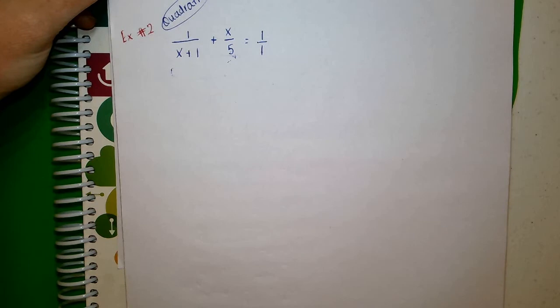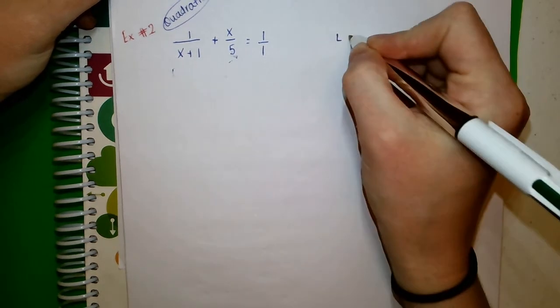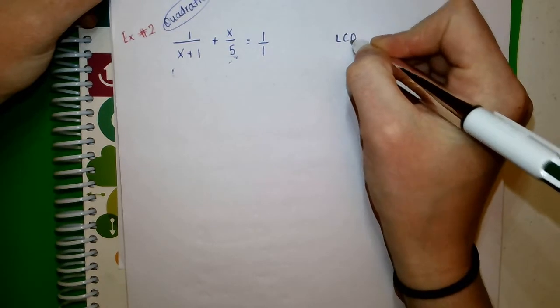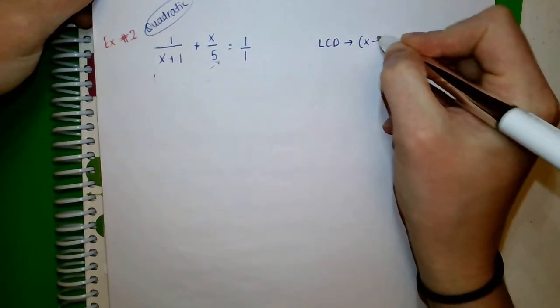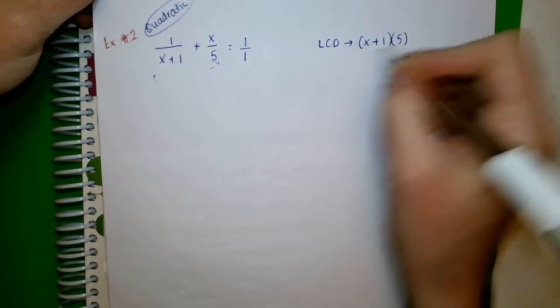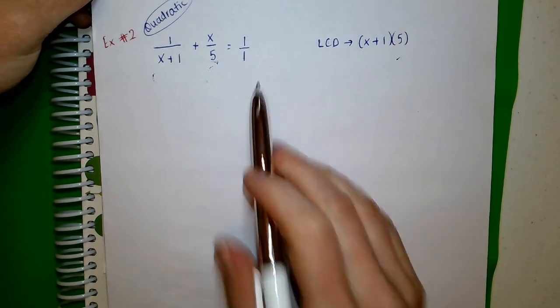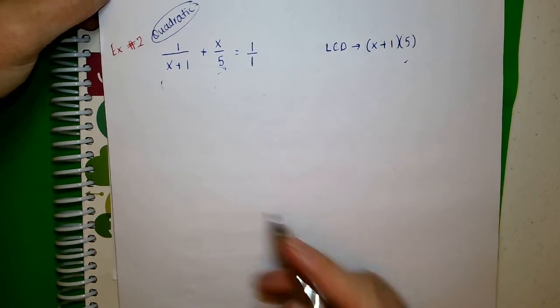Okay, so our common denominator here is the lowest, and I'm just going to write LCD, lowest common denominator. We're just going to multiply the denominators together. Okay, x plus 1 multiplied by 5, and that 1 there, but we don't need to write that because if you multiply anything by 1, you'll just get the same answer.